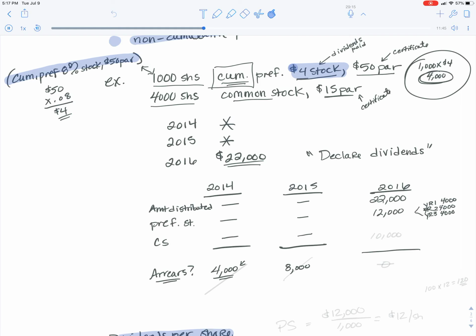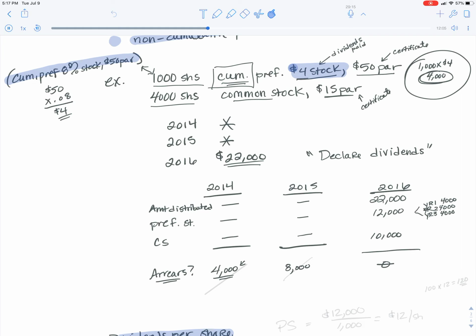So then whatever is left over is what common stockholders get, $10,000. So there's no more left in arrears, and we have now distributed all $22,000. So now let's just see what is that per share that everybody got paid.